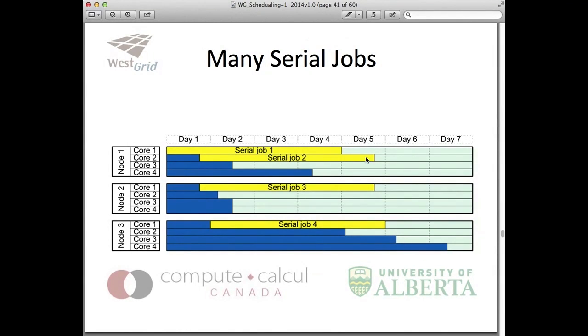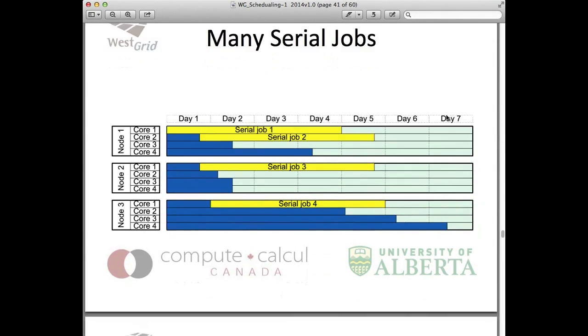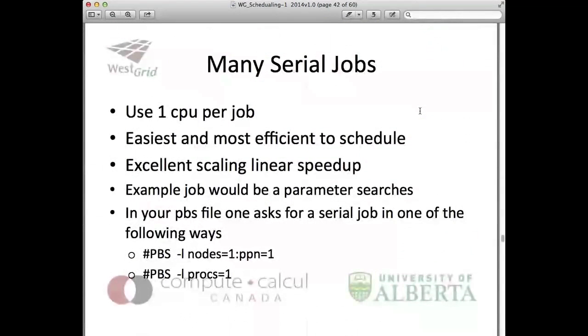And here's an example of many serial jobs. If you have 4 serial jobs, each of these jobs will be started independently. Since they're serial, they use 1 core, and they will finish at different times, and they'll finish quite quickly. The last job will be done by the end of the 5th day, but some of the jobs will be done by day 4 in this example.